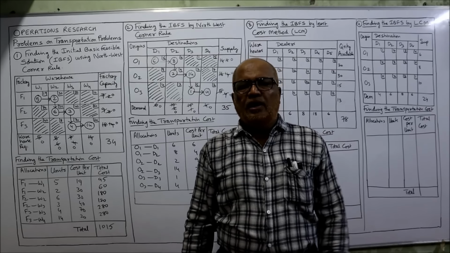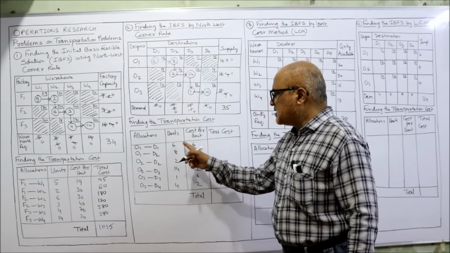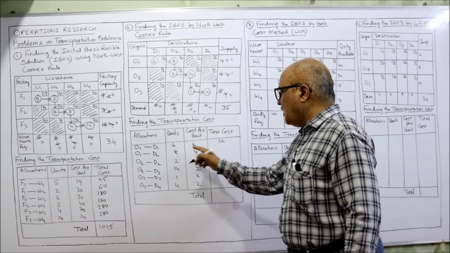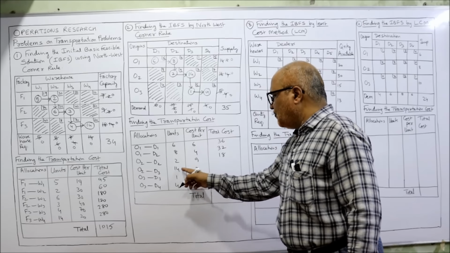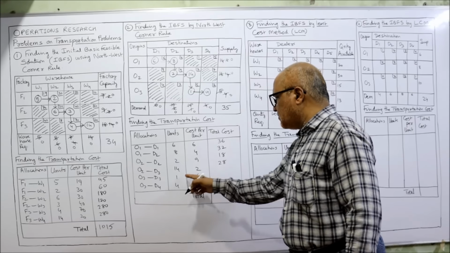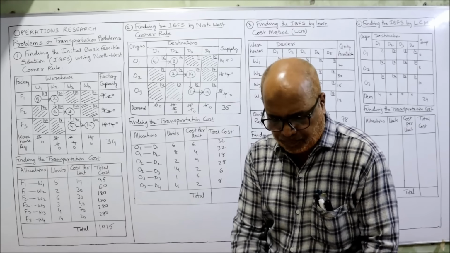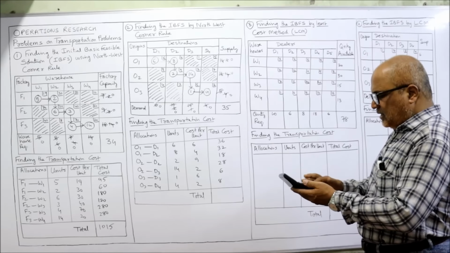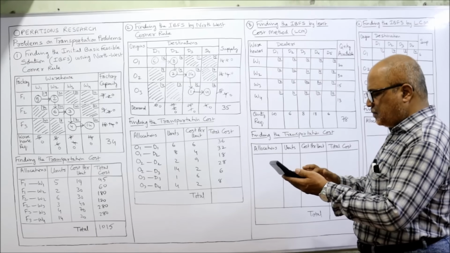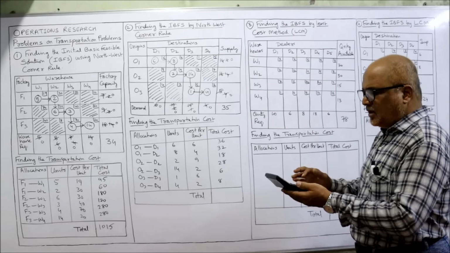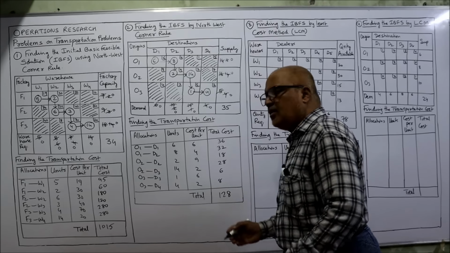That's all. Now we have to multiply the units with the cost. 6 6s are 36. 8 4s are 32. 2 9s are 18. 14 2s are 28. 1 6 is 6, 4 2s are 8. That's all. We have calculated. Now 36 plus 32 plus 18 plus 28 plus 6 plus 8. It comes to 128. That's all.